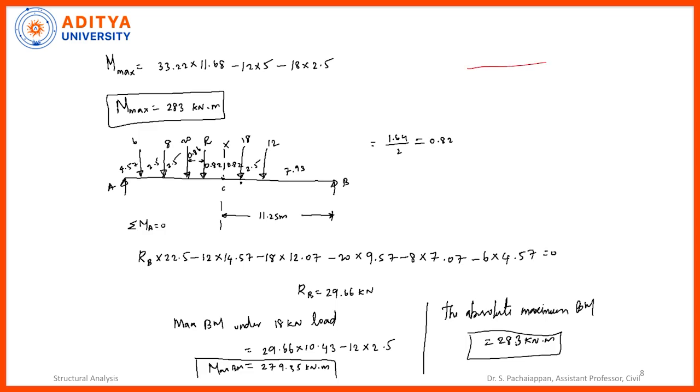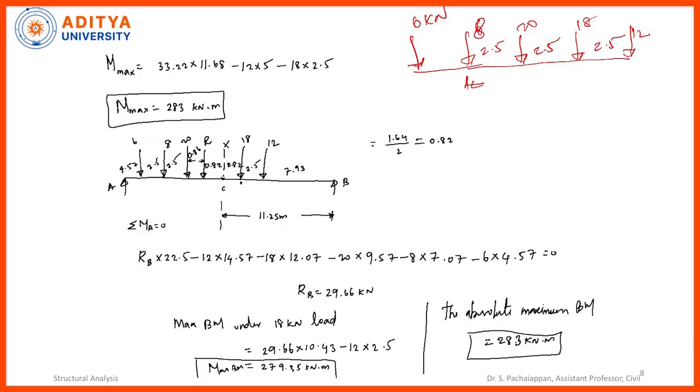Okay, so this is our system of loading. Let's mark all the loads. This is 12, this is 18, this is 20, and this load is 6. In between, the distances are 2.5 meters, 2.5 meters. It seems I have missed one load, yes. So this one is 8 kilonewton, and then further we have this 6 kilonewton. Okay, so this is the 8 kilonewton load.